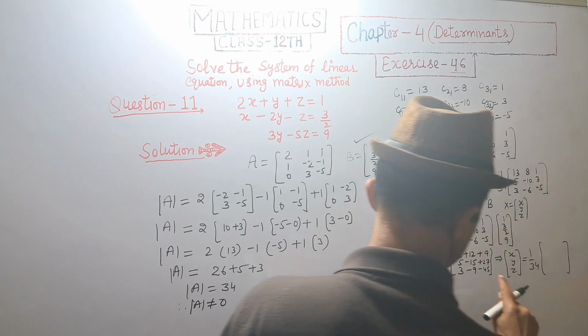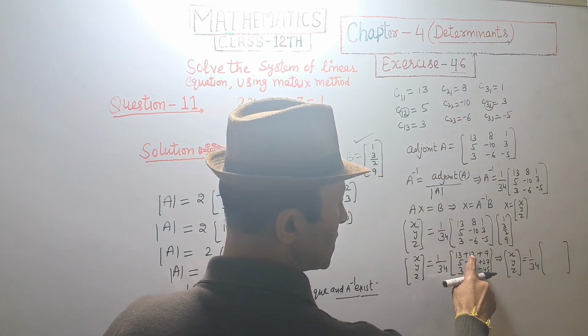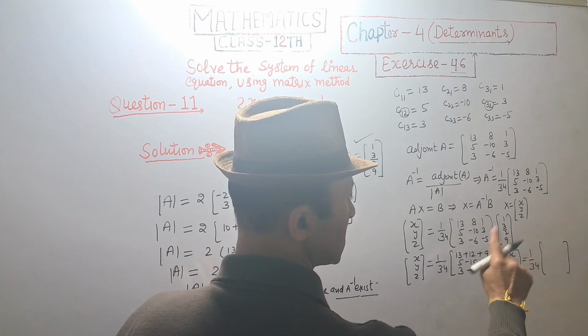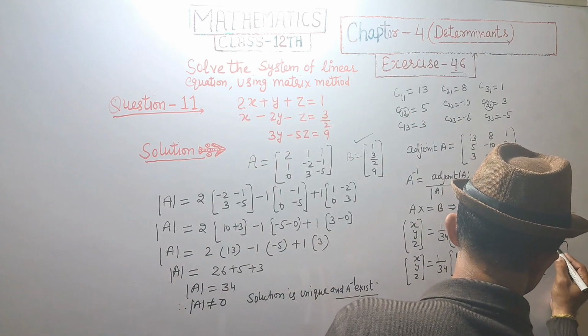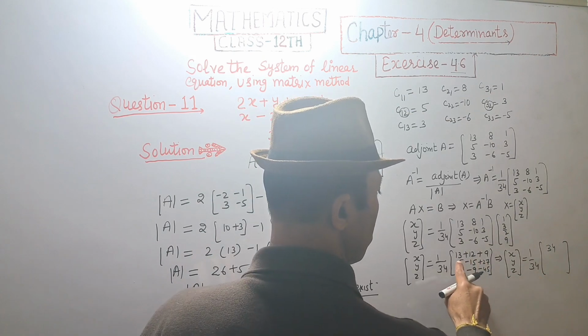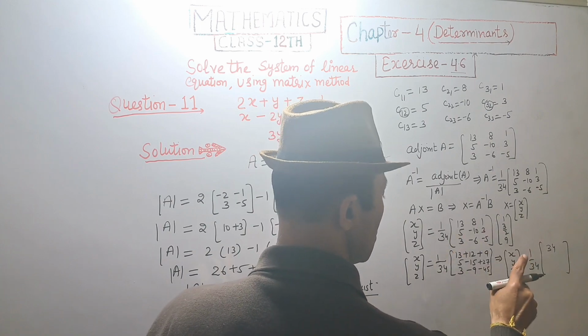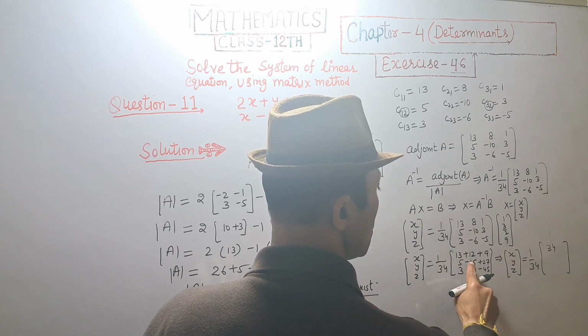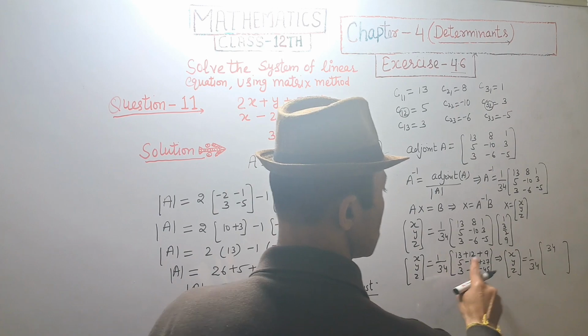This implies x, y, z is equal to 1 upon 34 times: 13 plus 12 is 25, plus 9 is 34. 27 plus 5 is 32, 32 minus 15 is 17.